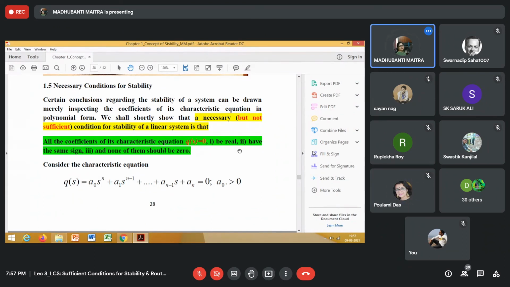Okay. Should have the same sign. We'll investigate this. And none of them should be 0. This we can explain from this. Suppose an is equal to 0. This coefficient an is not present. Then just look at the characteristic equation. There will be a root at s equal to 0. So one root will be there at the origin of the s plane, isn't it?